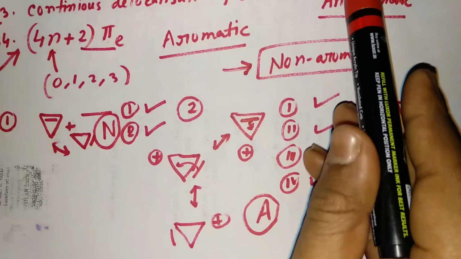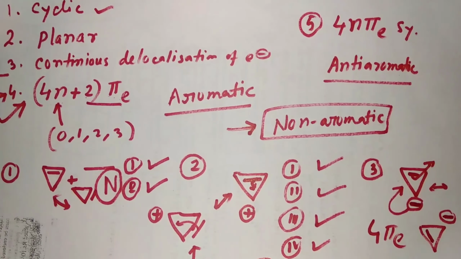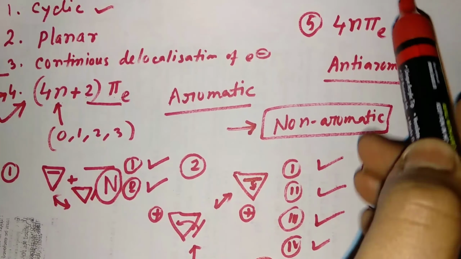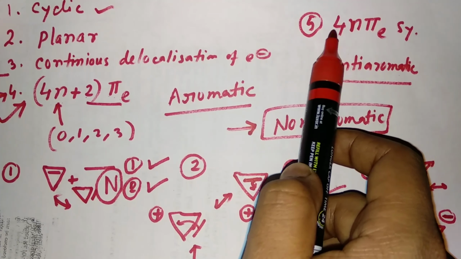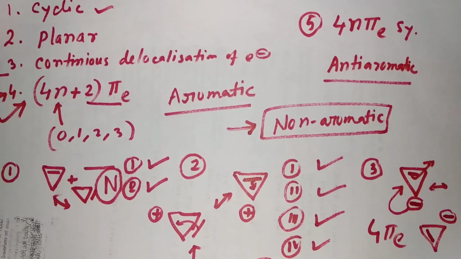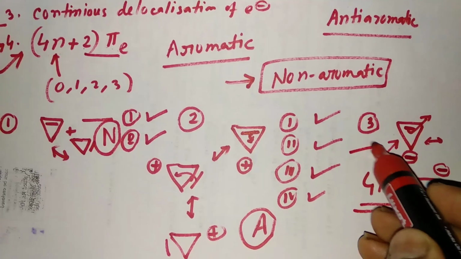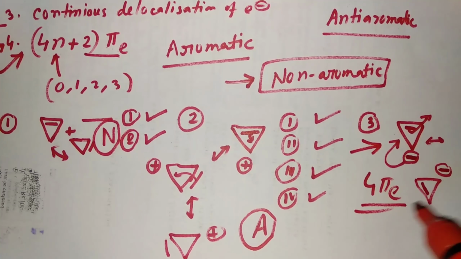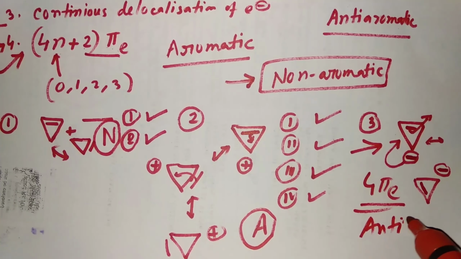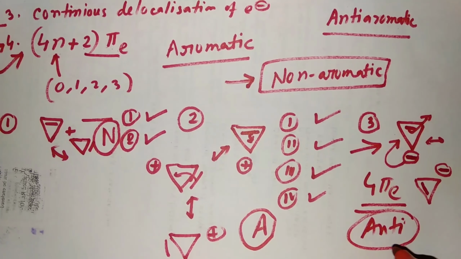If you put in the initial formula n equals 1, then you will get a 4 pi electron system. So that is why this system, this one or this one, is anti-aromatic. So this is all about the anti-aromatic system. Now coming to a different kind of example.